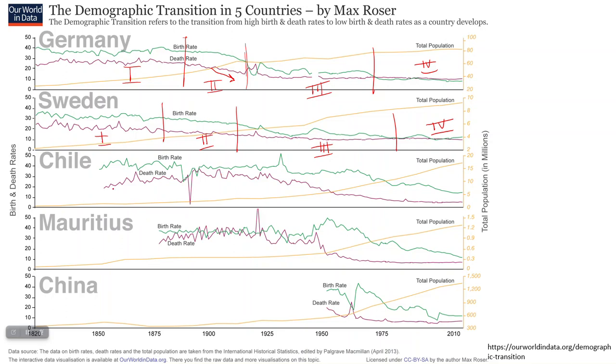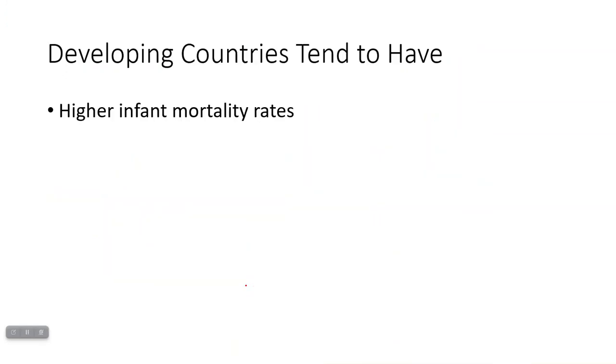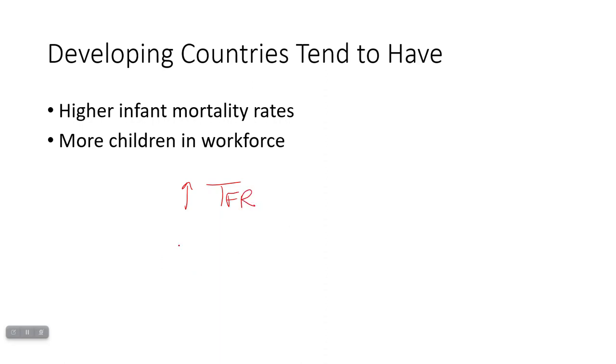Notice there is not data for this time period for Chile or Mauritius or for China just because those records may not be available. And just a note, developing countries do tend to have higher infant mortality rates and more children in the workforce, which does end up correlating to having a higher total fertility rate and more children.